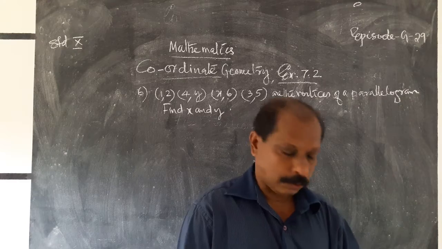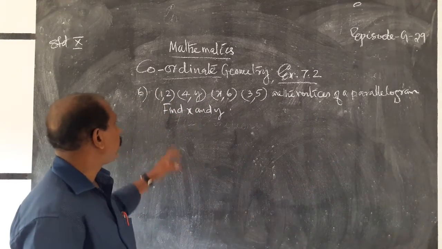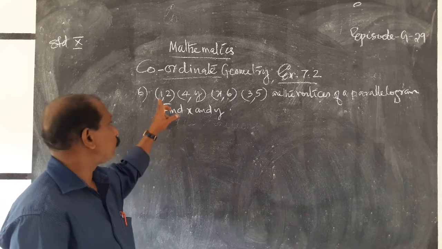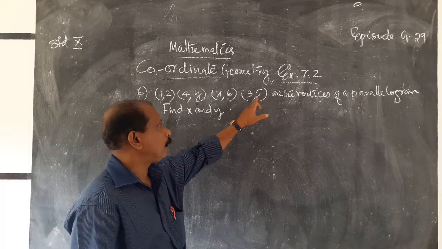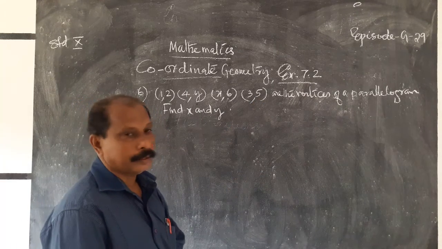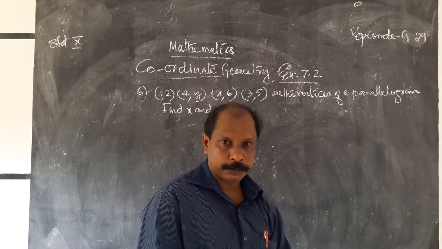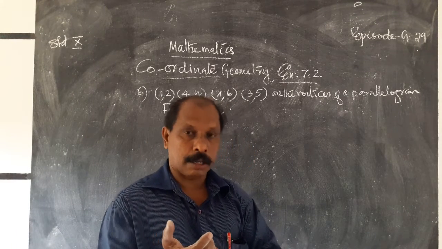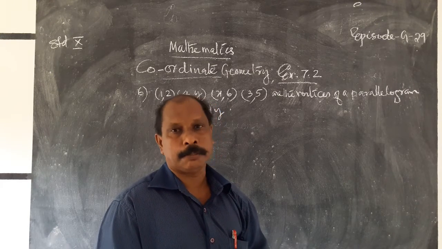In this episode, the sixth problem of that chapter is: the 4 points (1, 2), (4, y), (x, 6), (3, 5) are the vertices of a parallelogram. Find x and y. What is the condition for a parallelogram? The opposite sides of a quadrilateral are equal and parallel. Therefore, it is a parallelogram.